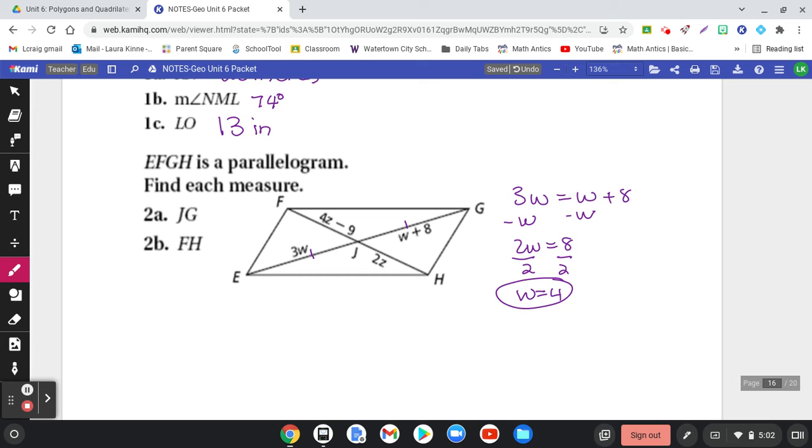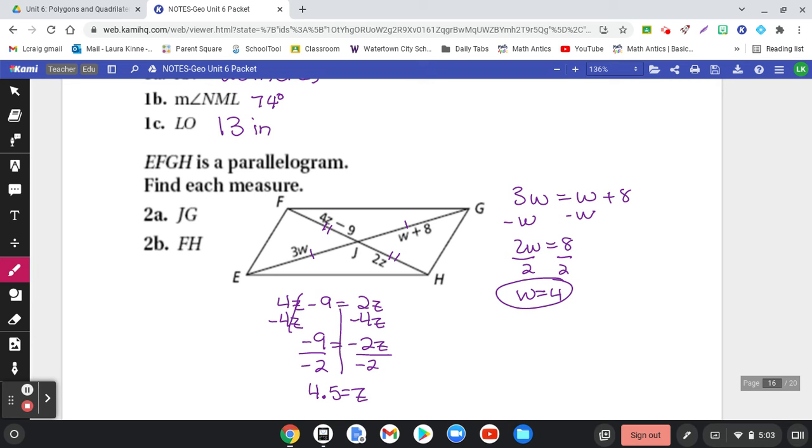All right. And then I'm going to go the other way. 4z minus 9 is the same as 2z. A little harder of an equation. Since 2z is all alone already, I'm going to just subtract my 4z over. So now I have negative 9 equals negative 2z. Now I'm going to divide by negative 2. Negative divided by negative is positive 4.5 for z.